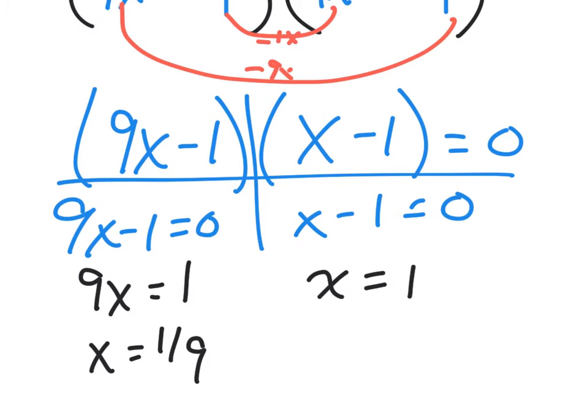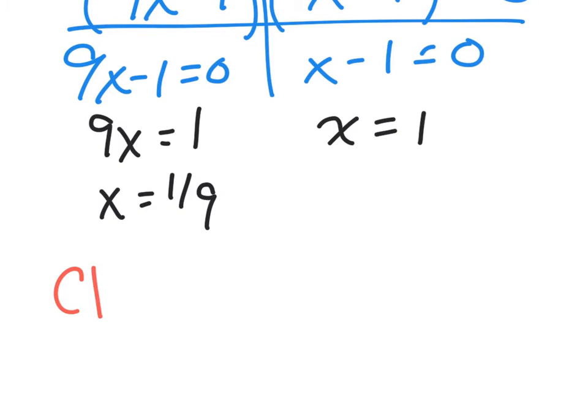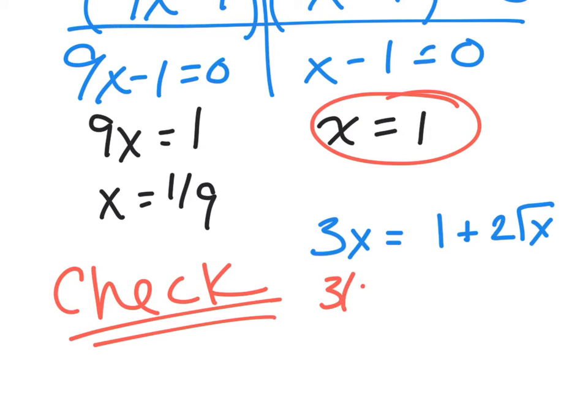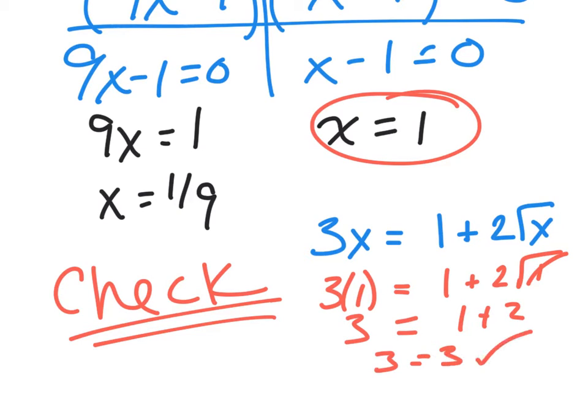Now comes the fun part. Don't forget you have to check for those extraneous roots, numbers that do not work. So let me rewrite that original equation down. 3x equals 1 plus 2 radical x. And I'm going to start with the easy one. I'm going to substitute in a 1. 3 times 1 equals 1 plus 2 times the square root of 1. So that's 3 equals 1 plus the square root of 1 is 1 times 2 is 2. 3 equals 3. We love that answer. That works. And now we'll check with our 1/9.